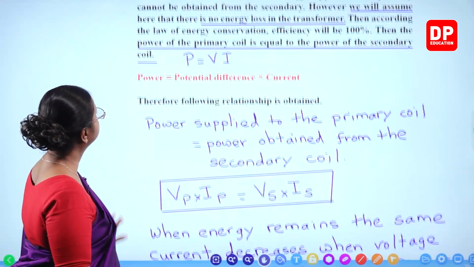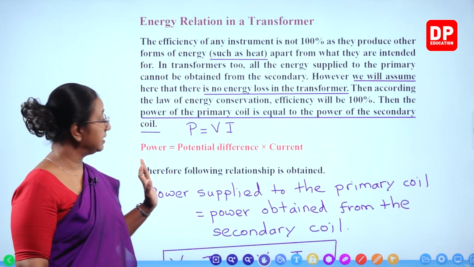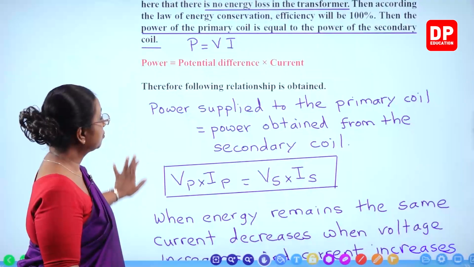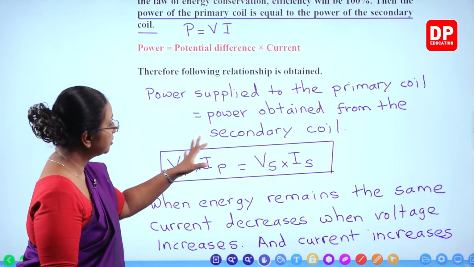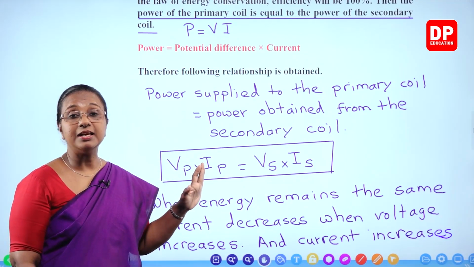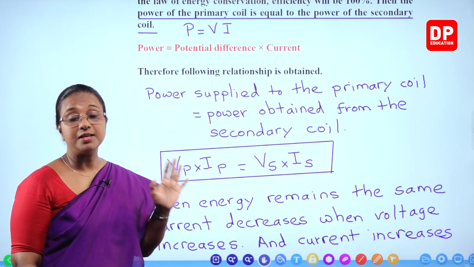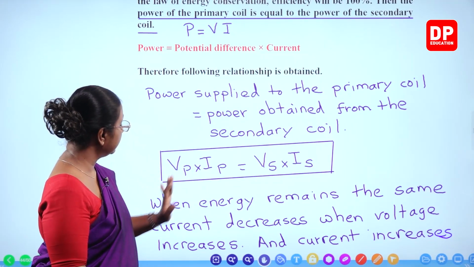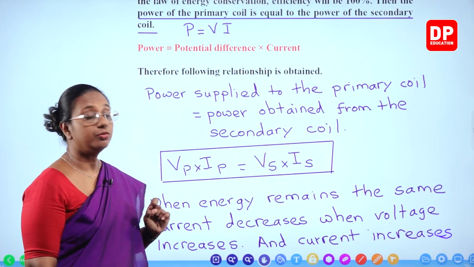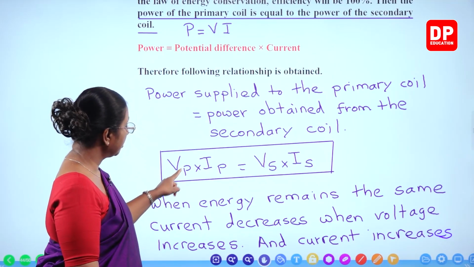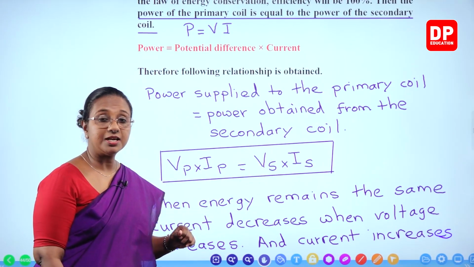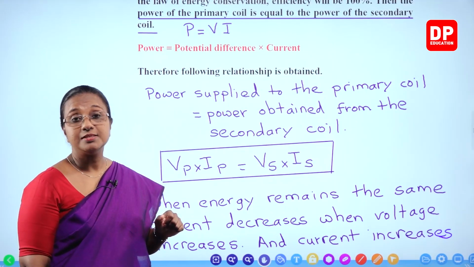If you consider the energy relations, power is equal to potential difference into current, that is VI. So power supplied to the primary coil is equal to power obtained from the secondary coil. That is considering that the transformer is 100% efficient. So from that we get this equation, V primary into I primary is equal to Vs into Is. That is potential difference of primary coil into current supplied to the primary coil is equal to voltage of the secondary coil into current obtained from the secondary coil.